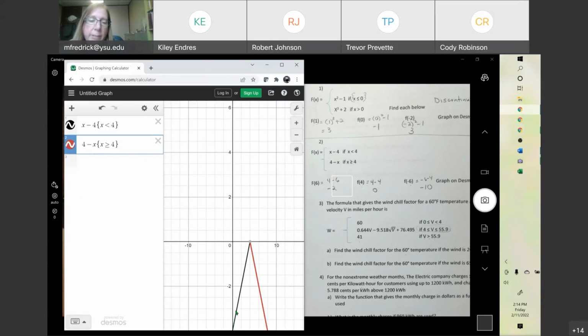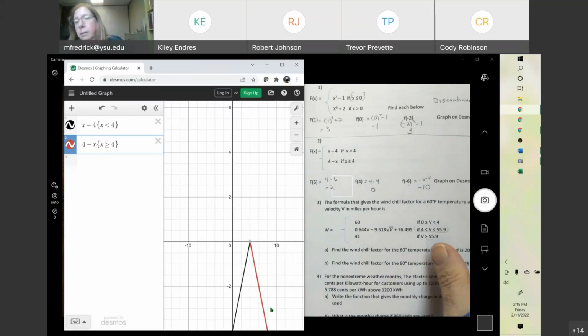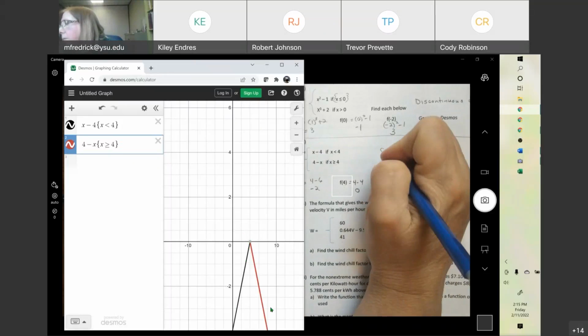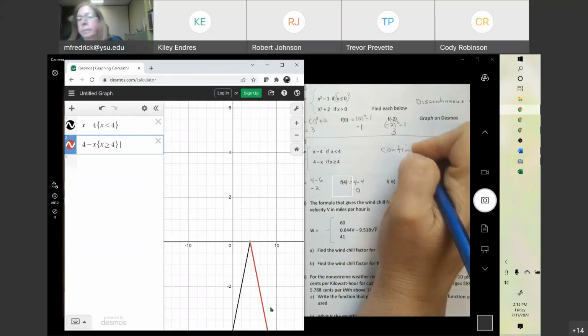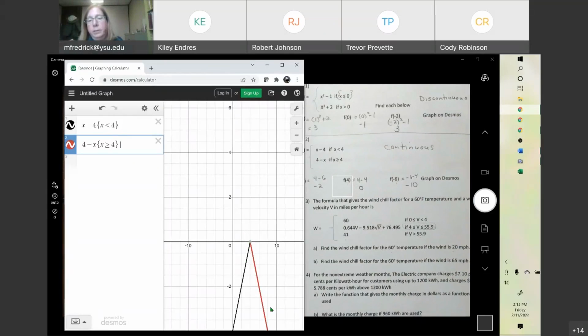Notice if we trace this graph from left to right, it's continuous. At the point 4, 0, the one overlapped with the other one and made it continuous. So this would be a continuous graph because there's no break in the line. Any questions?